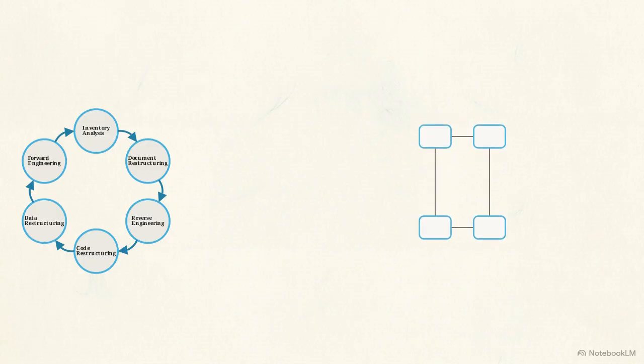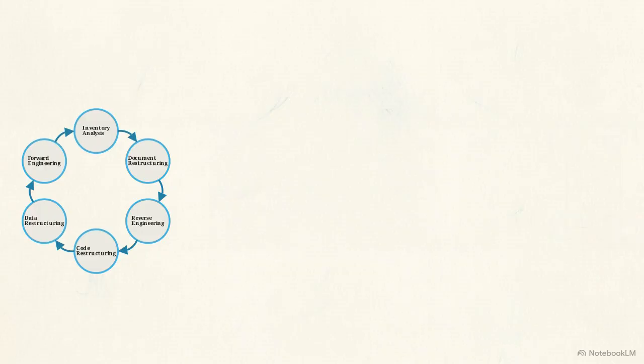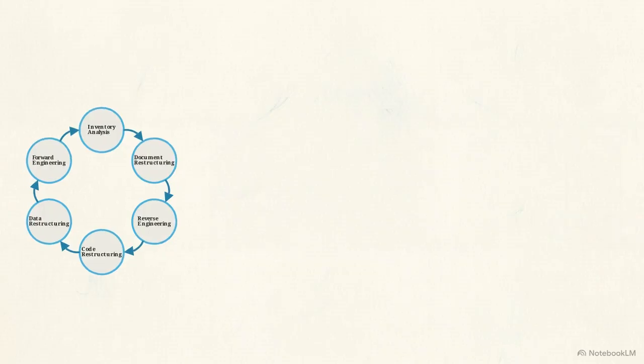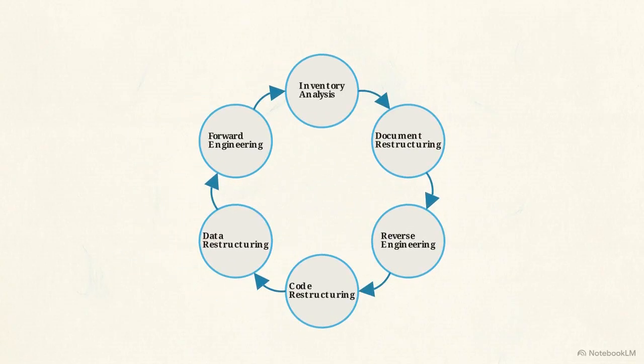With the old logic exposed, the team moves into code and data restructuring, stripping out outdated practices and mapping the architecture to modern design standards. Next comes forward engineering, using those cleaned, abstract models as blueprints to generate pristine, executable source code.